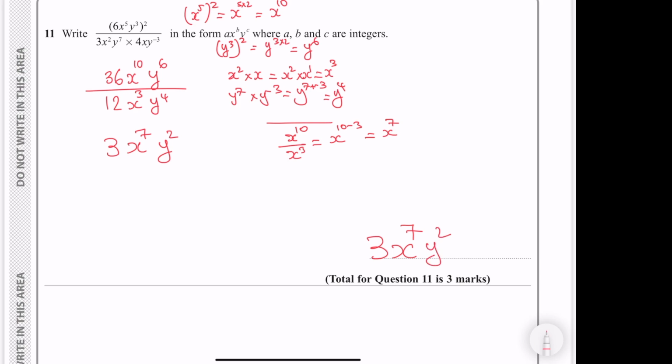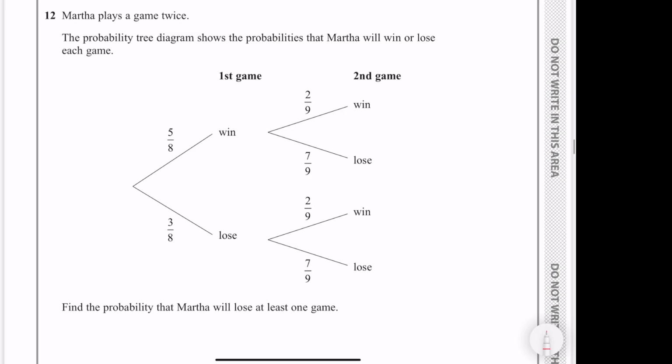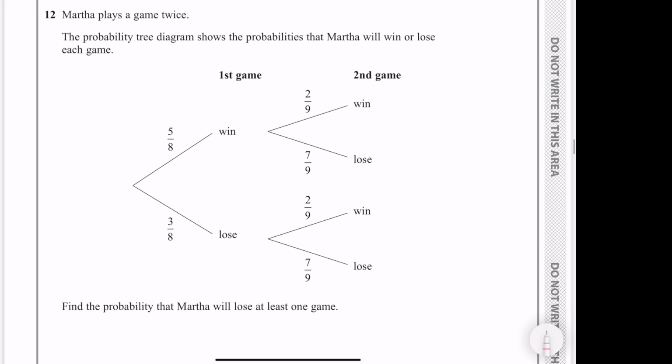Right, question 12 now, which is about tree diagram. So Marta plays a game twice. The probability tree diagram shows the probabilities that Marta will win or lose each game. As you can see, the probability that she will win is 5/8, and the probability that she will lose the game is 3/8. But the second game also got different probabilities. But look at the question. Find the probability that Marta will lose at least one game. Lose at least one game, which means she can lose both games.